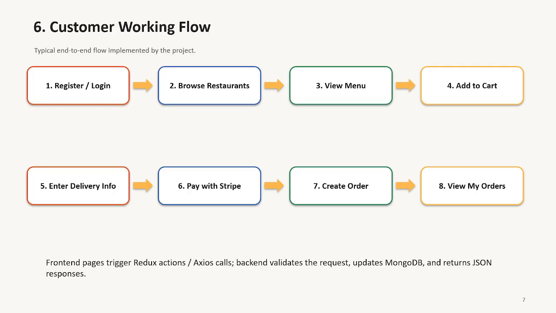After login, I can browse different restaurants available on the platform. Each restaurant contains its own menu. I select the food item that I want. For example, I choose one pizza and one juice. These items are added to my shopping cart.